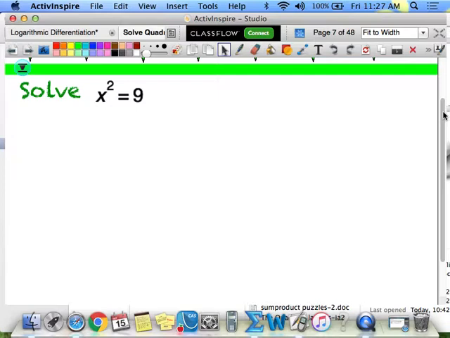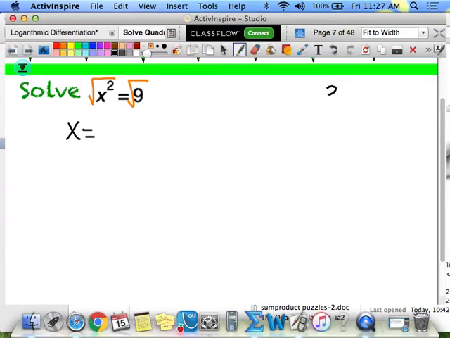Okay? So if I want to get rid of the squared, what can I do? Take the square root of both sides. Square and the square root cancel each other out, right? What's the square root of 9? 3. There's a little bit more to it than that. We haven't had to talk about it until now. Plus or minus 3.